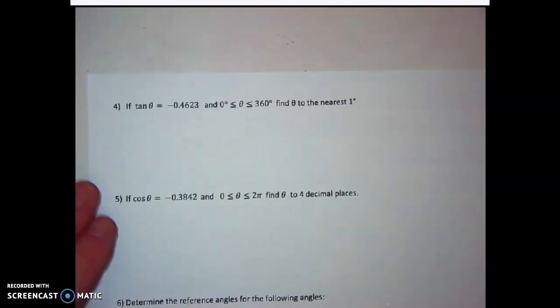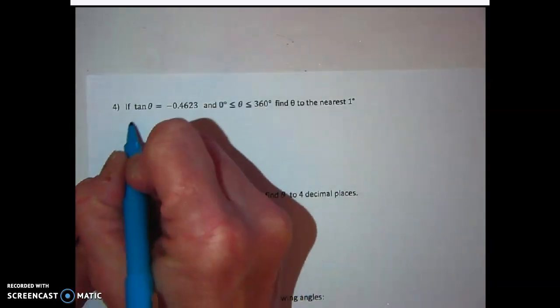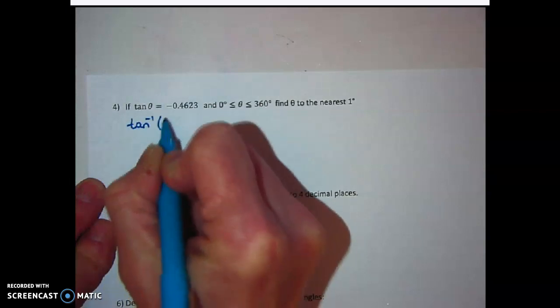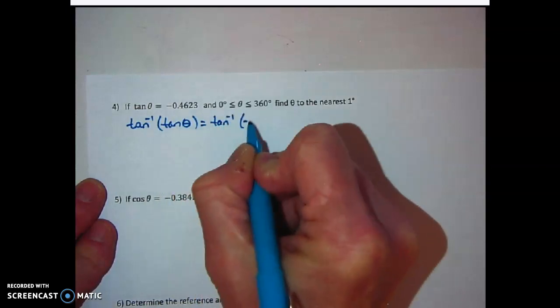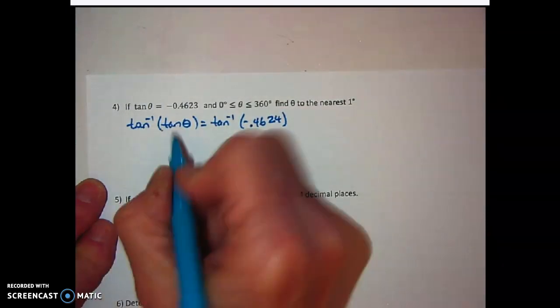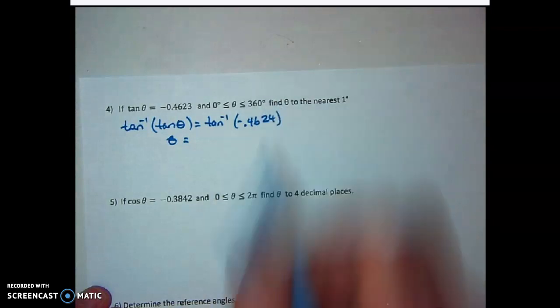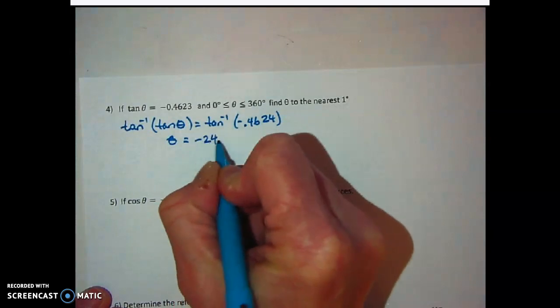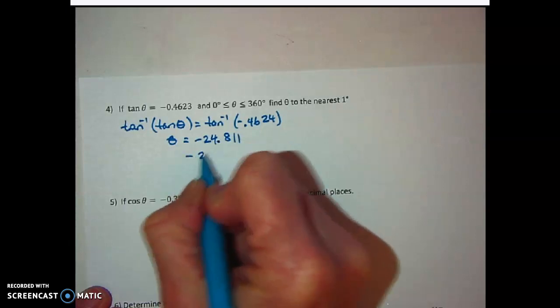So number 4, the tangent of theta is that value. To undo the tangent, we're going to have to use our calculator on this. So to undo the tangent, we're going to take the inverse tangent. And remember, whatever you do to one side, you have to do to the other side. The tangent and the inverse tangent undo each other, so we get theta equals, and then you're going to put that into your calculator. Making sure your calculator is in degree mode, because this problem is asking us to find it to the nearest degree, we get theta is negative 24.811. It wants it to the nearest tenth, so we're going to do negative 24.8.